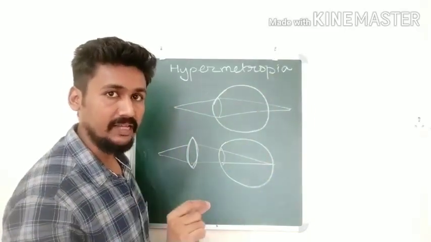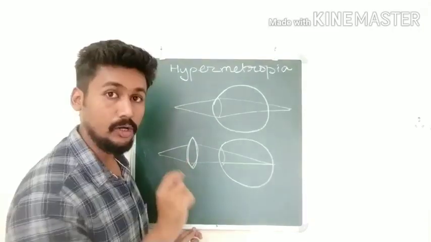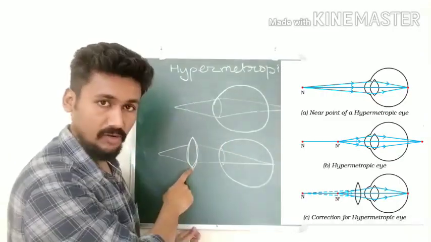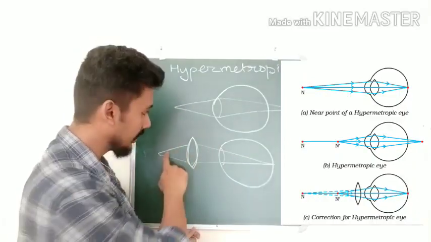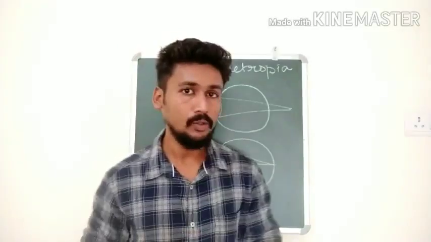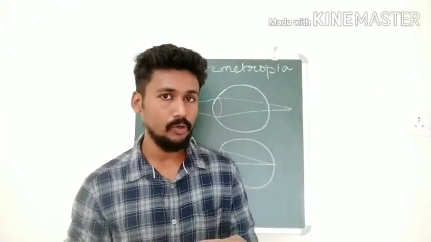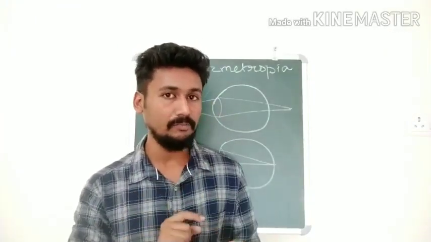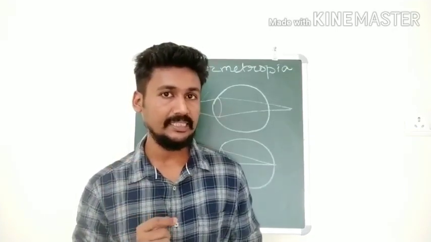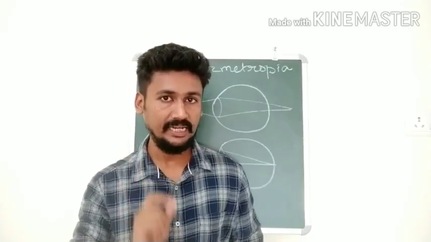The corrective lens for hypermetropia is a convex lens. This is the diagram you will see. If you use a convex lens of proper focal length, then a nearby object you can see very clearly. Those people who are not able to read from books, who have only the problem of reading from books, are actually suffering from hypermetropia, and the glasses they are using are convex lenses.